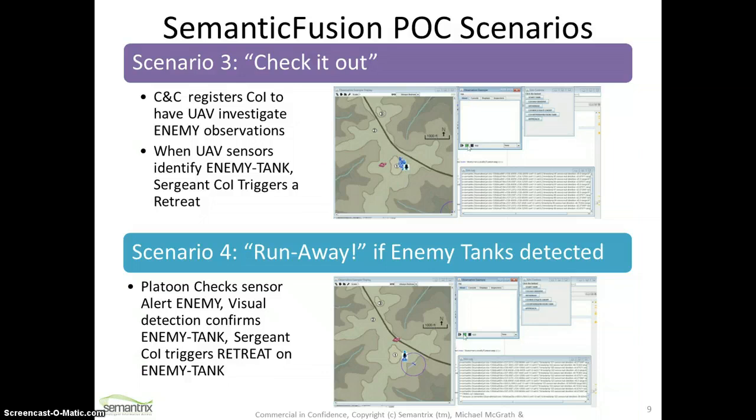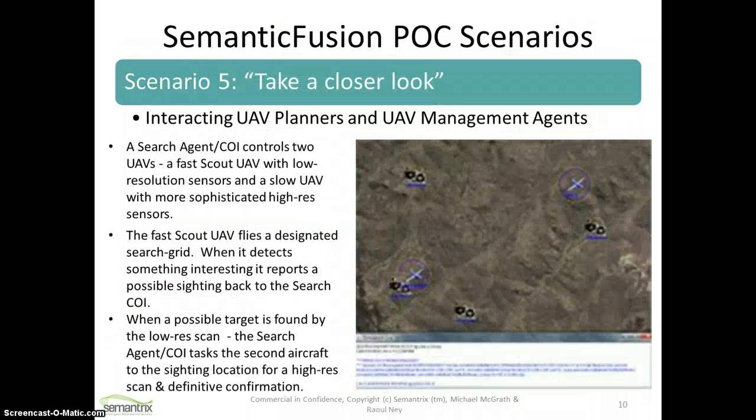We have another scenario, run away. Again, if enemy tanks are detected, we automatically trigger off a retreat by the platoon. And the final one was an example using interacting UAV planners and UAV management agents. Again, we can delegate elements within the system to interact and represent the behavior of a certain node, i.e. a UAV.